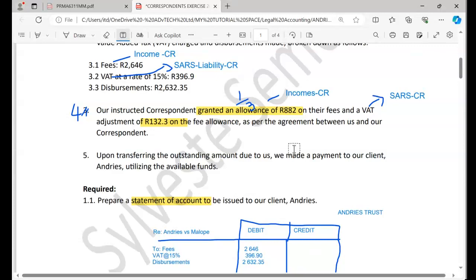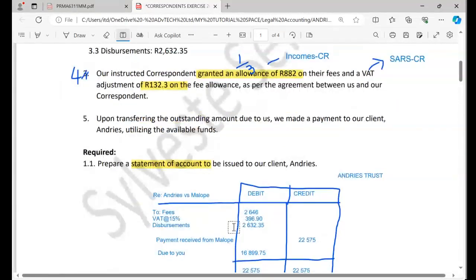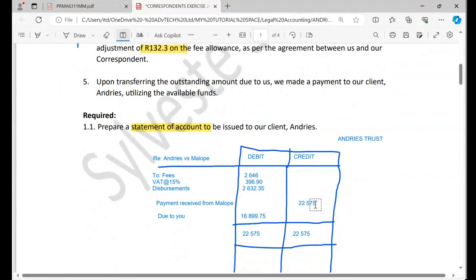If the statement was from the correspondent to the instructing attorney, you will see that this allowance will be there. Because this allowance has got nothing to do with the client, that's why we must not include the 1/3. Please do not include the 1/3 in the statement, because it has got nothing to do with the account belonging to Andres. So this is how the account statement will look.